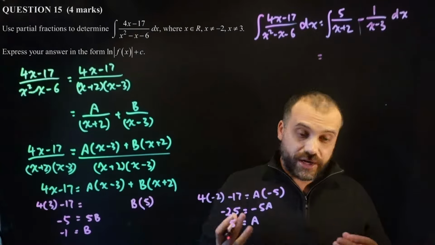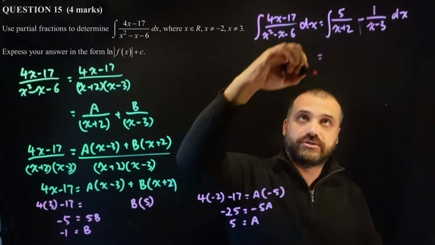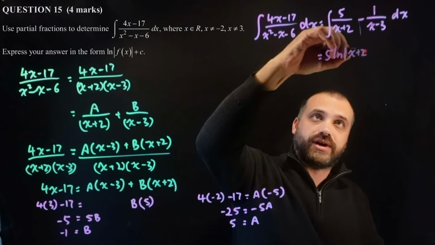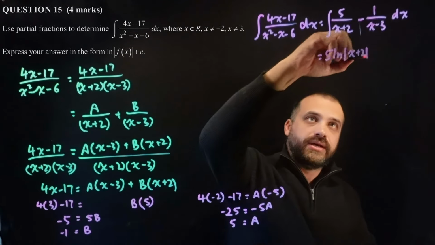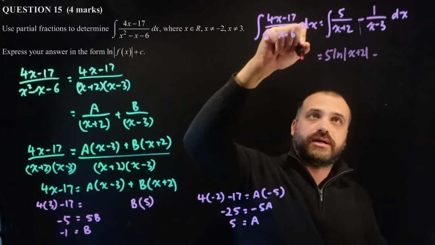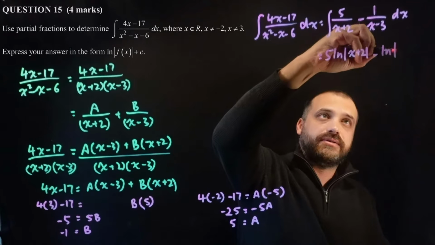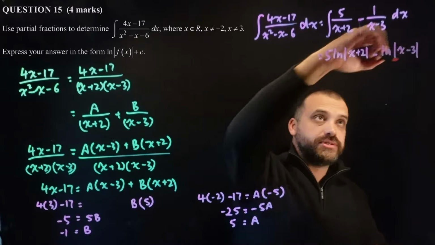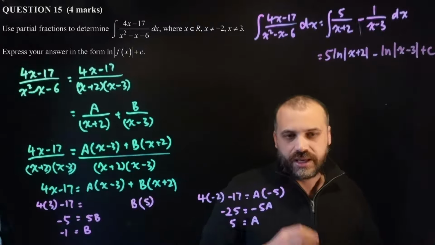Now, partial fractions, you should have practiced them enough that you can straight away look at this and know that the integral is 5 ln absolute value x plus 2, like that. And then minus 1, we don't need to write that, ln absolute value x minus 3. And then, of course, we're integrating, so don't forget our little plus c on the end.